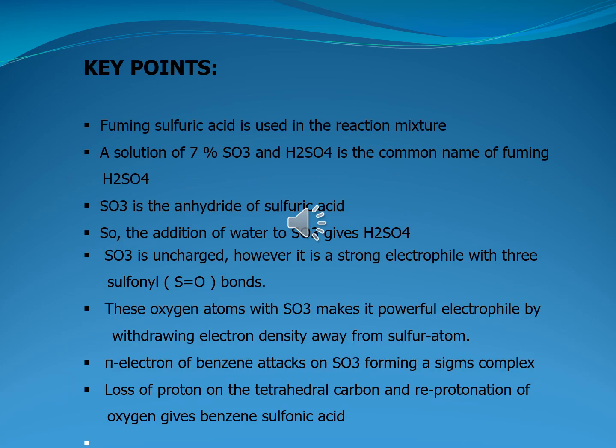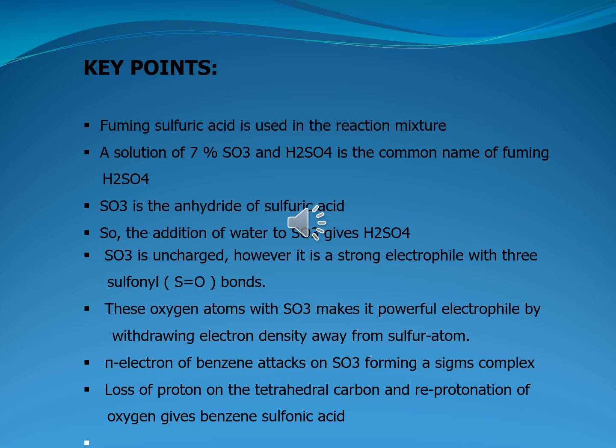These are the key points which are helpful to design the key mechanism of sulfonation. Fuming sulfuric acid is used in this reaction mixture. A solution of 7% sulfur trioxide and concentrated sulfuric acid is the common name of fuming sulfuric acid. Sulfur trioxide is the anhydride of sulfuric acid. So the addition of water to sulfur trioxide gives the fuming sulfuric acid moiety.